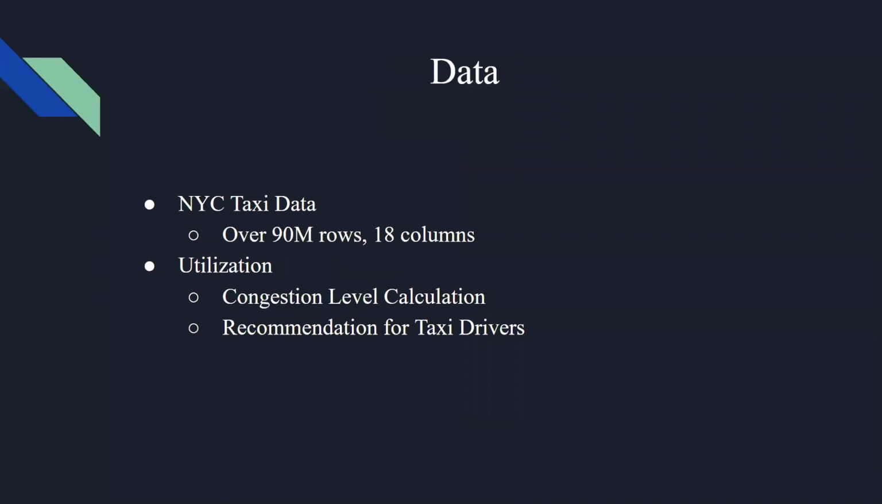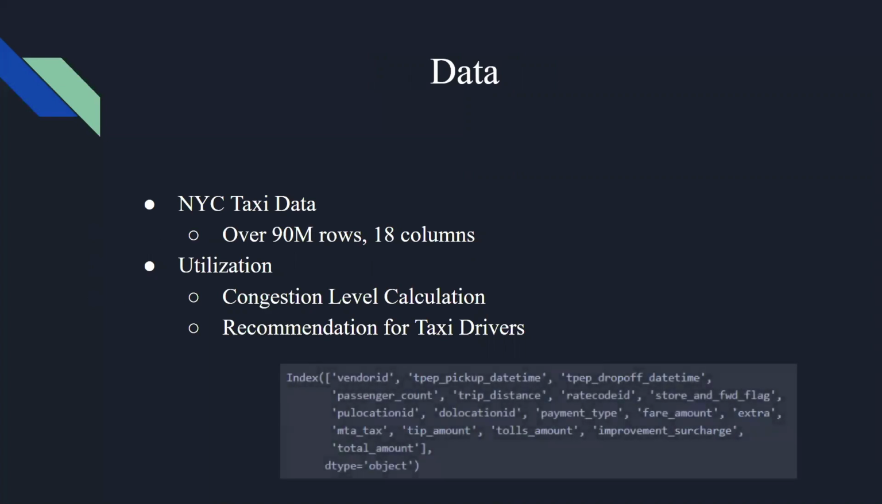The main data set we use in our project is the 2019 New York City taxi trip data. They are public data available from the NYC Open Data website. The data set has over 90 million records and 18 columns. Those columns include various information like location, trip distance, fare amount, passenger count, taxi, tax, and so on.